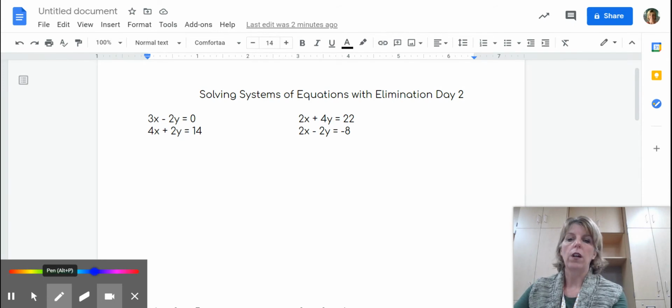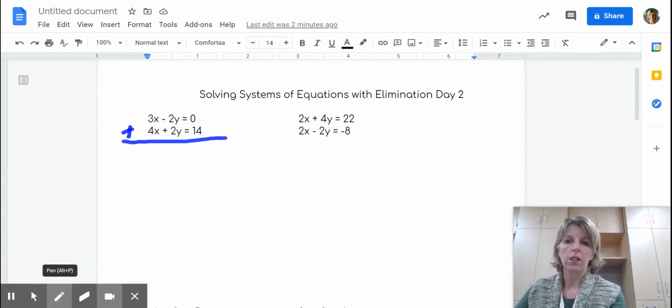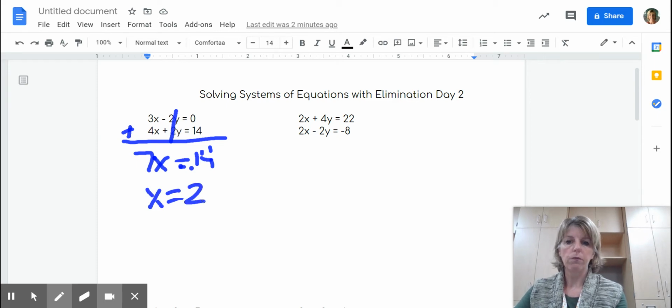So for the first one, I can just see I have a positive 2y and a negative 2y. And so I can see that if I just add those two together, my y's are going to cancel. They're going to disappear. They're going to cancel each other out. And I'm going to be left with 7x equals 14. And I can divide both sides by 7 and get x equals 2. So I can see that that's going to give me x.